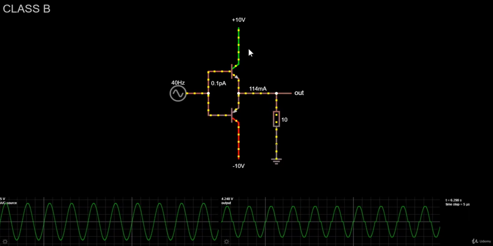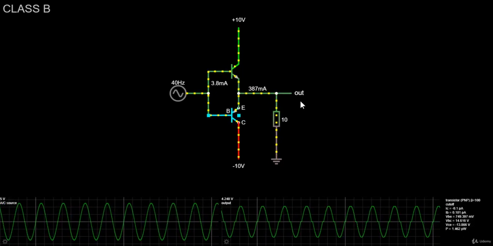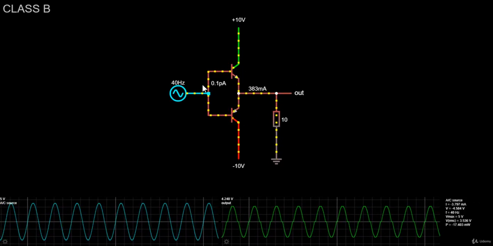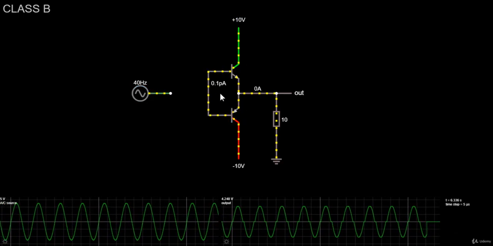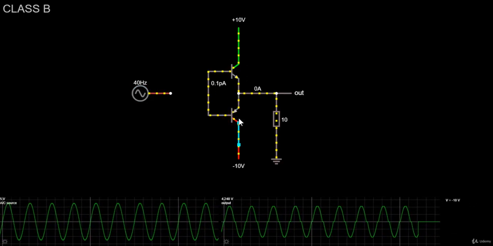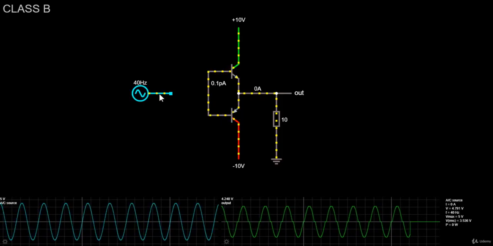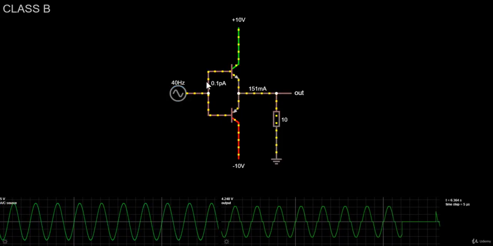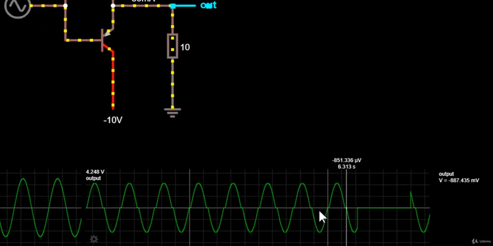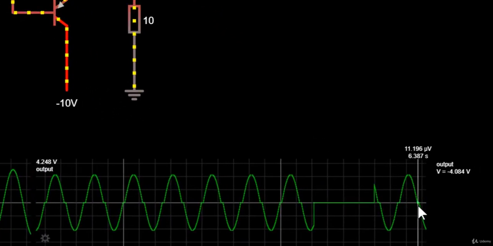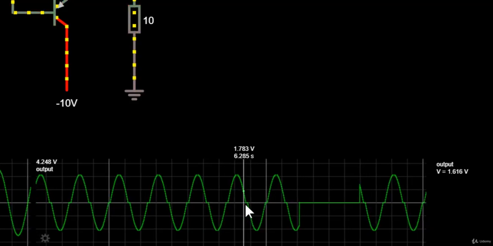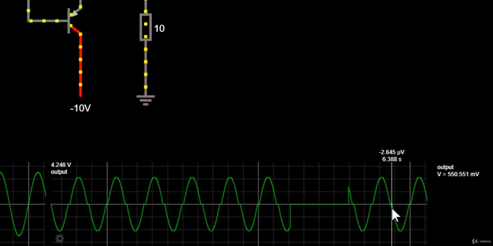Overall, Class B amplifier is much more efficient than a simple Class A, because here, if we remove the input signal, both transistors will be in cutoff mode, so they won't conduct any current whatsoever. One drawback of this push-pull amplifier is the crossover distortion. You might have noticed that there are little glitches here. In other words, the output is distorted whenever it crosses ground.